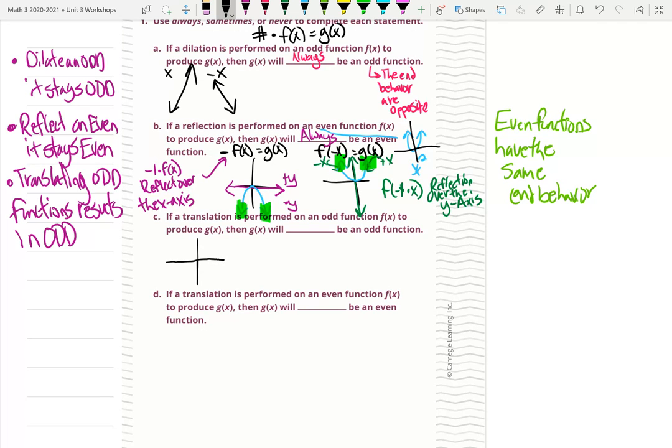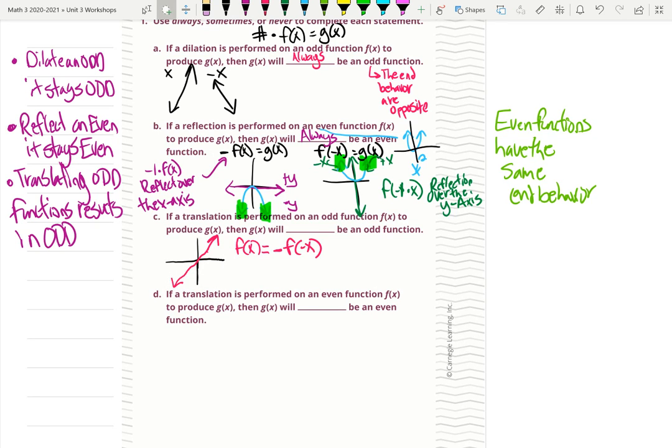So remember, odd functions are symmetrical when you reflect them over the x-axis and the y-axis. This can be represented as a negative in front, affecting the output, and a negative affecting the input. This is going to be two different reflections. Now the idea is that if I decide to move my function to the left, it's going to lose its symmetry. If I move it to the right, it's going to lose its symmetry.